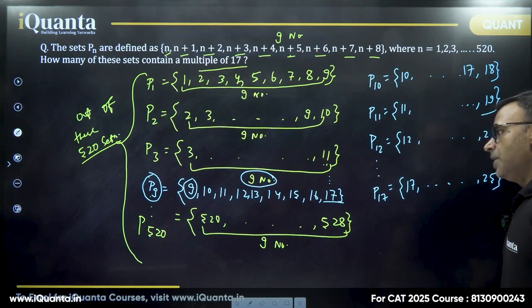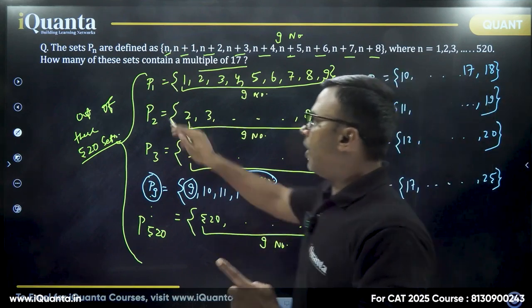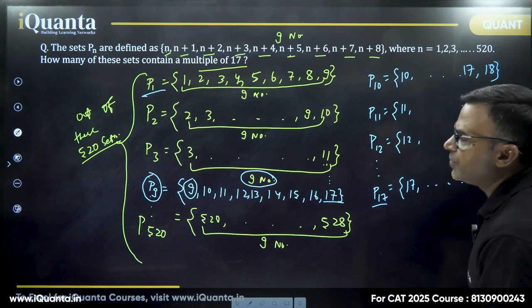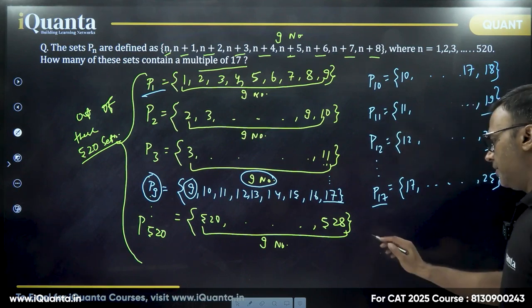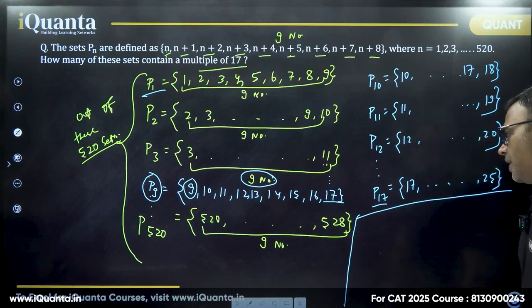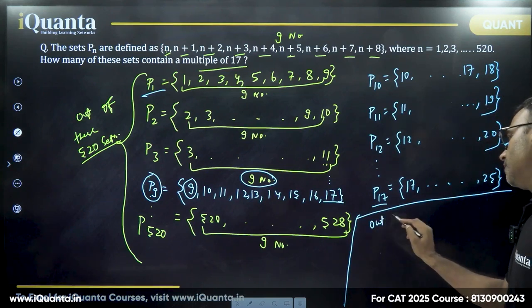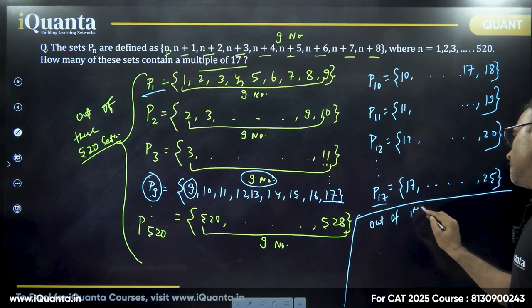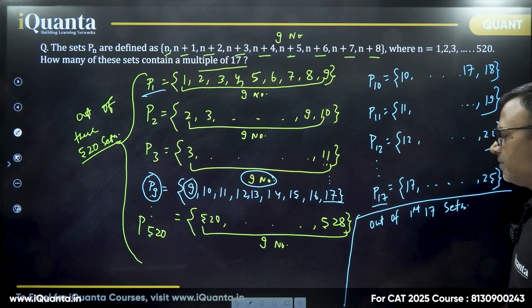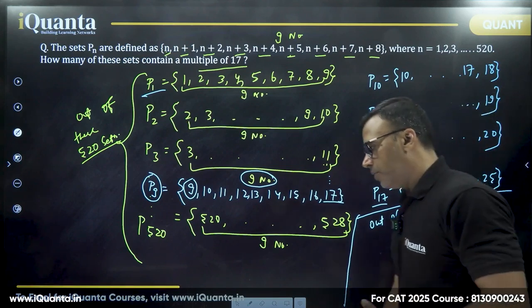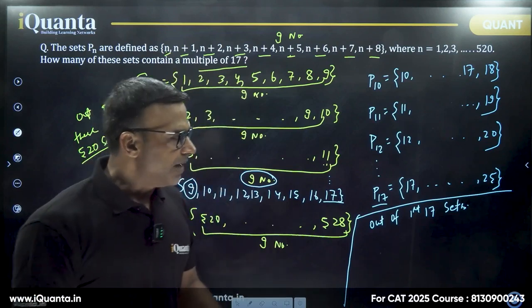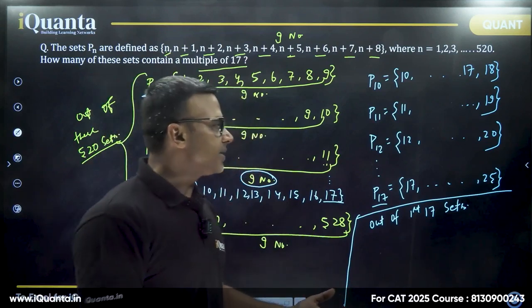Okay. So you see, from P1 to P17, how many sets are there in which a multiple of 17 appears? Listen very carefully what I want you to identify. Out of the first 17 sets. Now, the next set, what will happen? Just do it on your own. In the next set, P18 will start from 18 and will end at 26.